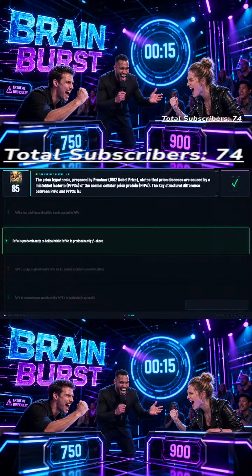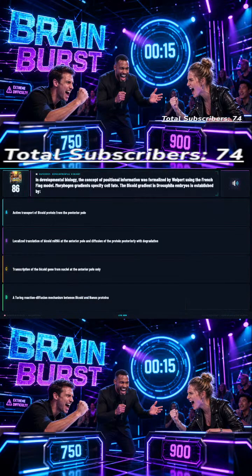Question 86. In developmental biology, the concept of positional information was formalized by Wolpert using the French flag model. Morphogen gradients specify cell fate. The bicoid gradient in Drosophila embryos is established by Option A, active transport of bicoid protein from the posterior pole.